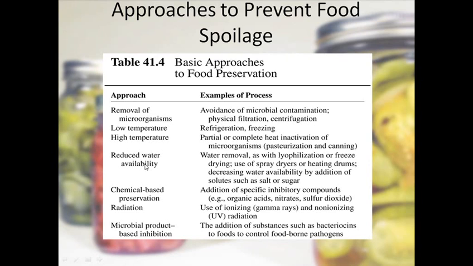How can we reduce water availability? By use of different salt contents, to drive water away from bacteria, so drive water away from food contents. We can use different halophilic environments, but there are some bacteria which can really grow in this high sugar and salt content. For example, they are called halophiles.